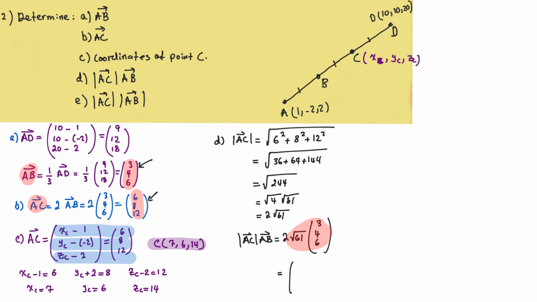But if we want them all multiplied out, we have to multiply the constant by the x component, y component, and the z component. With the x component, 2 times 3 is 6 root 61. The y component, 4 times 2 is 8 root 61. And the last one, 2 times 6 is 12 root 61. And those would be the x, y, and z components for my final answer.